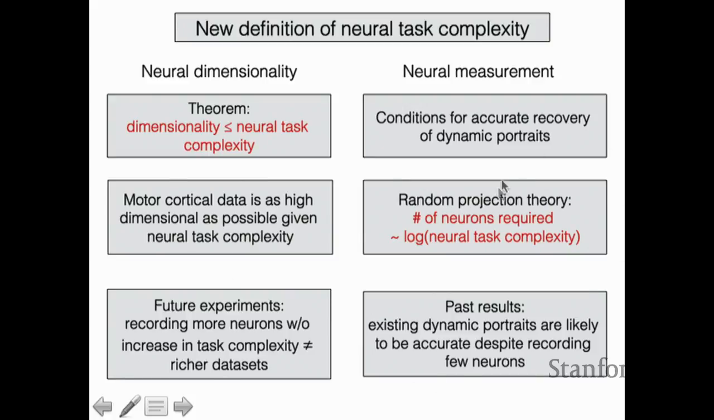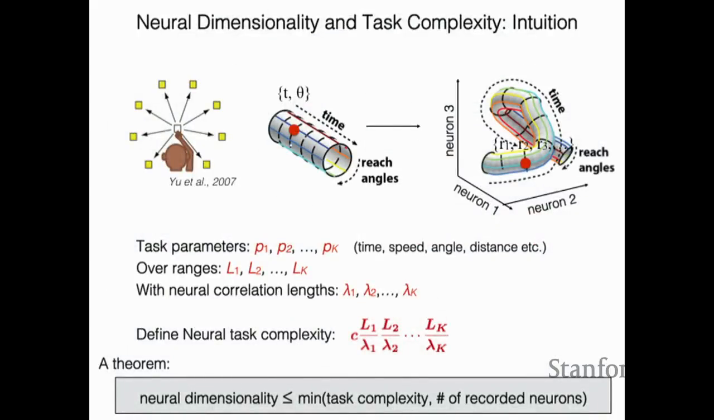We can show that what neurophysiologists have been doing for the last 50 years is essentially doing a random projection, which is kind of an interesting connection. And then based on this, we can show that past results, i.e. existing dynamic portraits, are likely to be accurate despite recording so few neurons. Okay, so what is this?